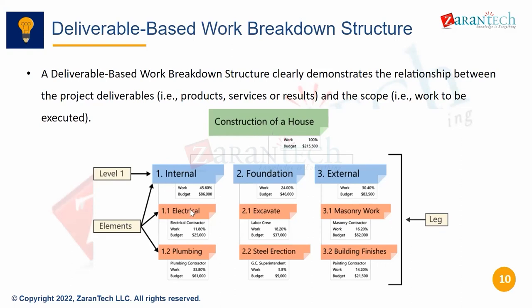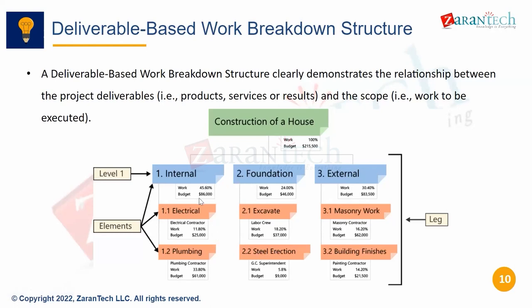So this construction house, this is very high level now. What are the internal works? What are the external works? They have not broken it down into floors or rooms, but just very high level, into three parts: internal work, external work, and foundation work. Within internal, you have electrical works, plumbing works, even plaster, painting, finishing works. Then in external, they have masonry work, building finishes, foundation, excavation, and steel erection.